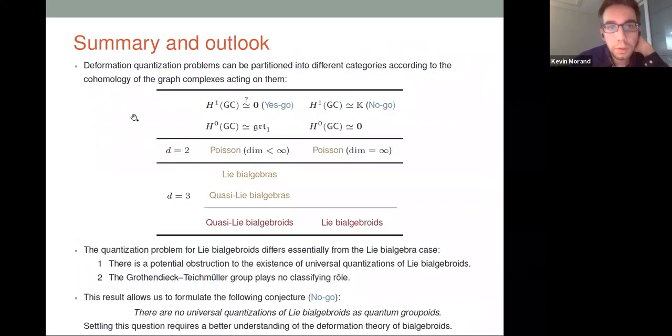Okay, let me conclude. So I would like to emphasize the fact that indeed deformation quantization problems can be partitioned by graph cohomology. So we have these two broad categories.